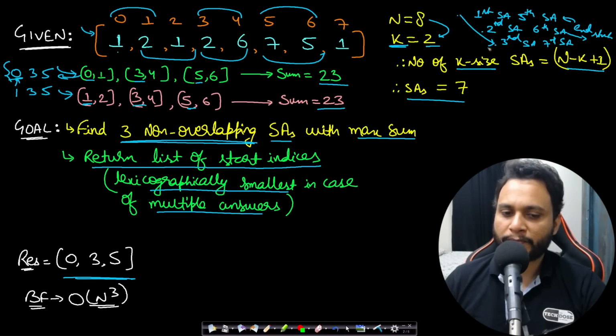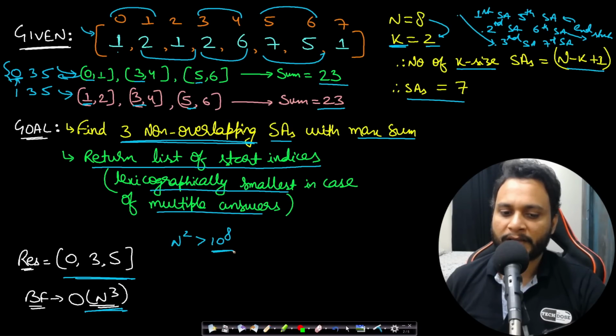If you follow this brute force approach, then it will be an n cube solution, and we have seen in the constraint section that n square was already greater than 10 to the power of 8, and that is why n cube will definitely be greater than 10 to the power of 12. So this is not a good solution. It will give you TLE.